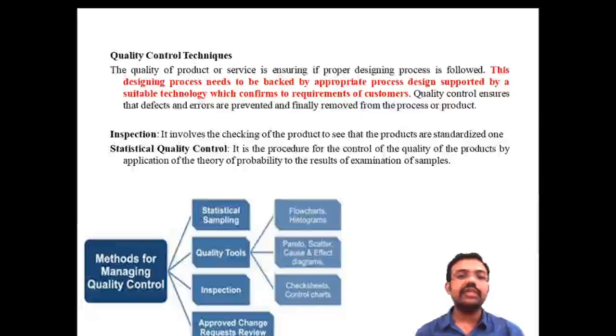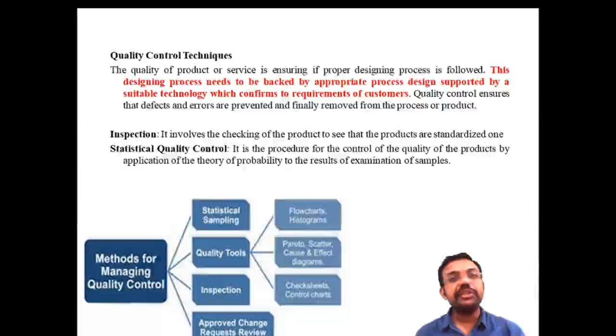The quality of product and service is ensured if the proper designing process is followed. How can I ensure the quality? With the help of quality control techniques, the quality can be ensured. And these are two important methods used for quality control. One is inspection, another one is statistical quality control. Inspection means checking the product to see that the product meets the standard.